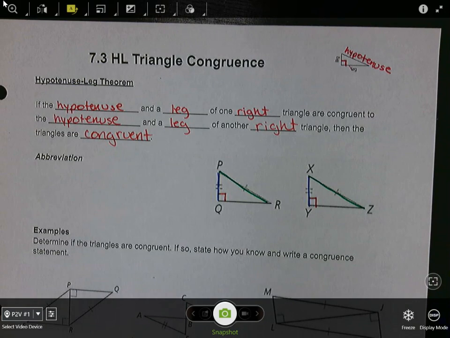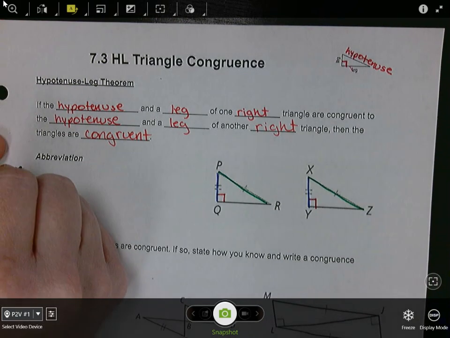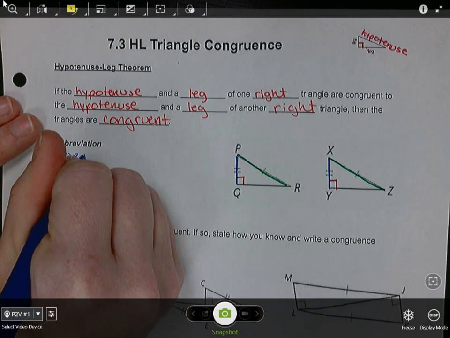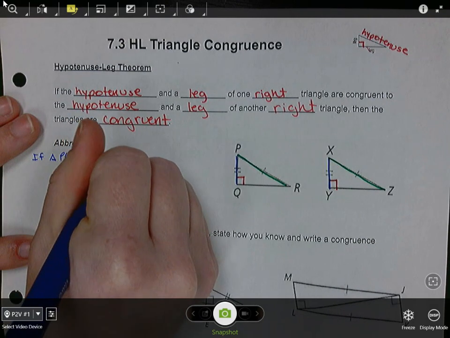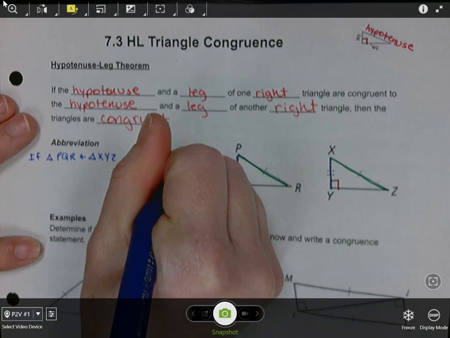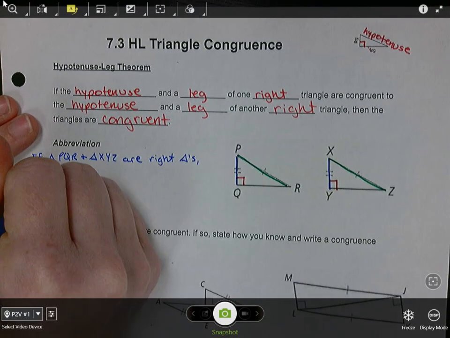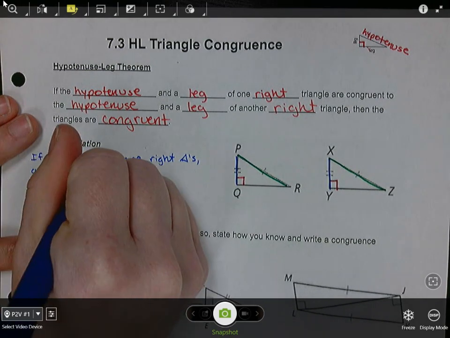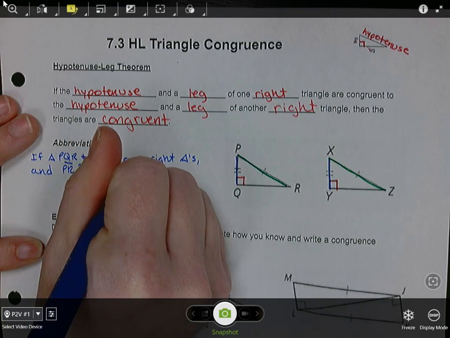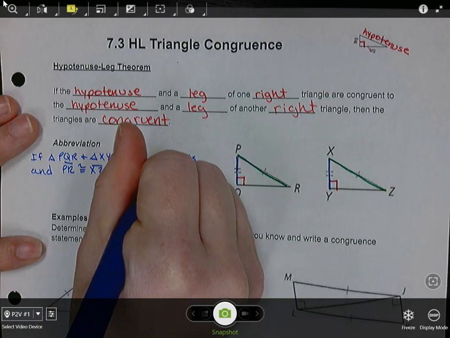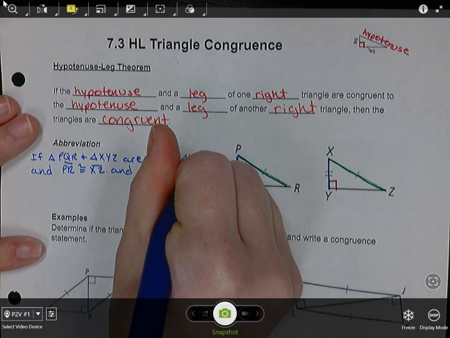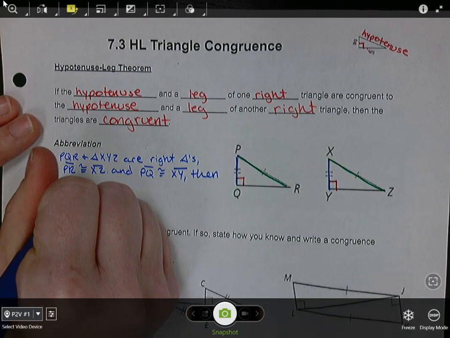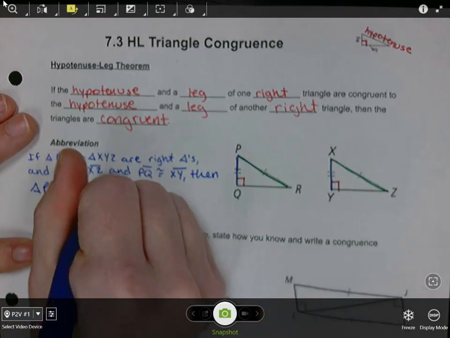Okay, so putting that into abbreviations, we would say if triangle PQR and triangle XYZ are right triangles, and PR is congruent to XZ, and PQ is congruent to XY, then triangle PQR is congruent to triangle XYZ.